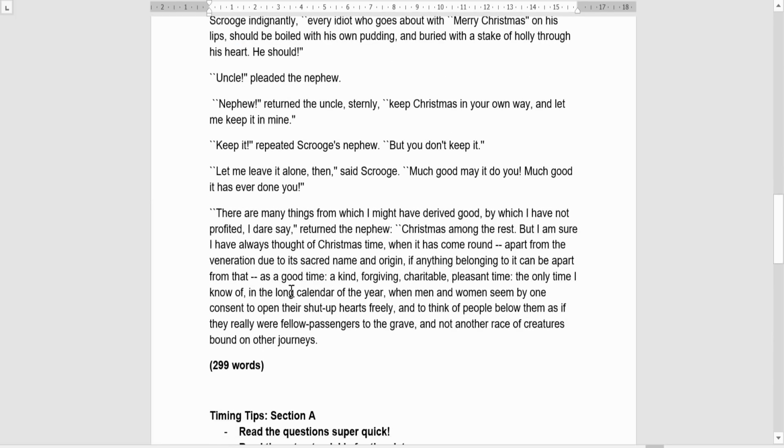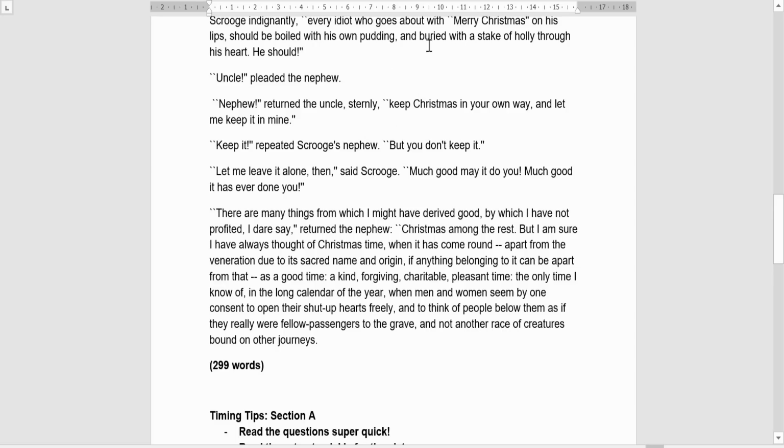Whereas at the end here, we've got a list being used to show how passionate Scrooge's nephew is about Christmas, and seeing it as a very positive time. And we can also see a direct comparison here, and noticing something like this is what's going to elevate your work up into sort of grade 8 and 9.